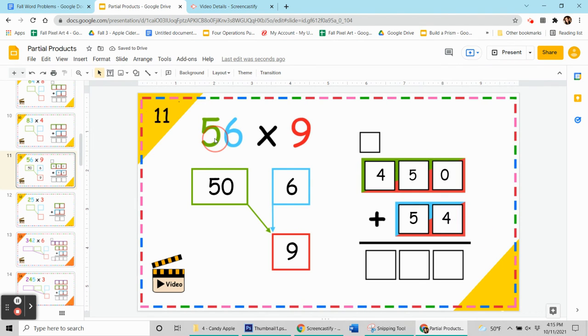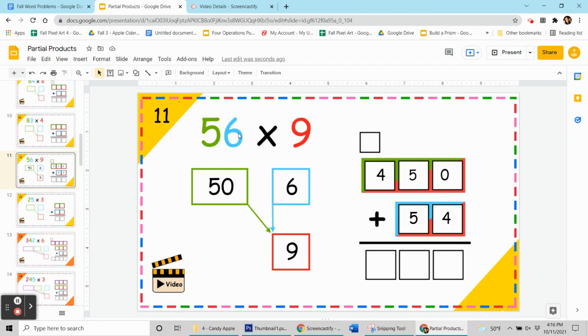So we have done 5 times 9. Well, actually 50 times 9, which got us the 450, and then 6 times 9. So all we're doing is we're splitting up the 56 and multiplying them by 9 one at a time instead of all at once. Then we're just going to add them all together.